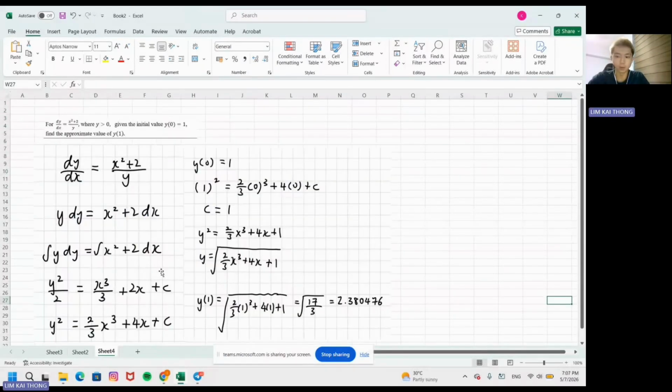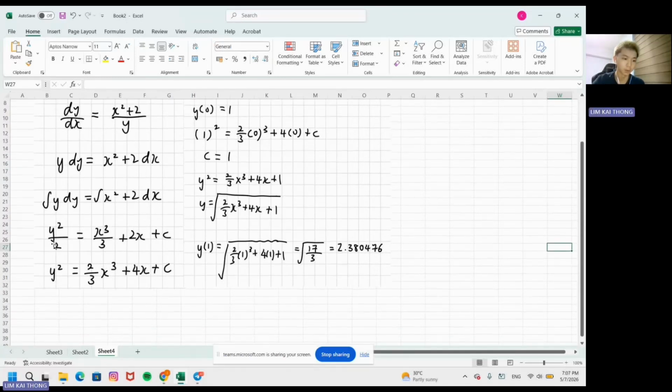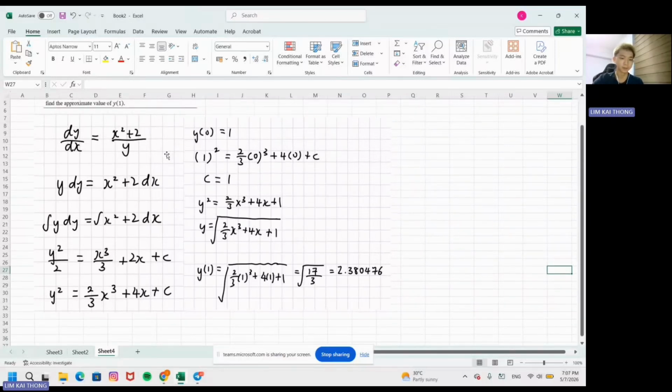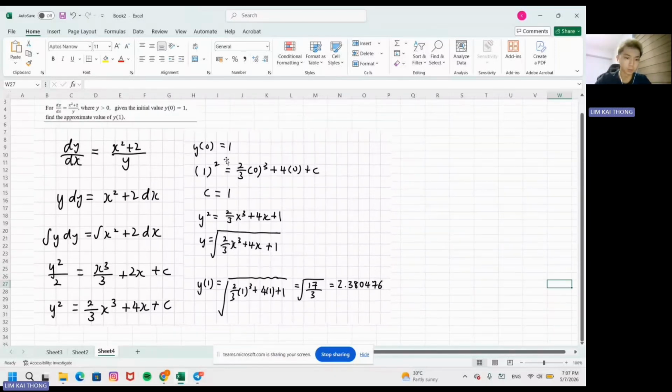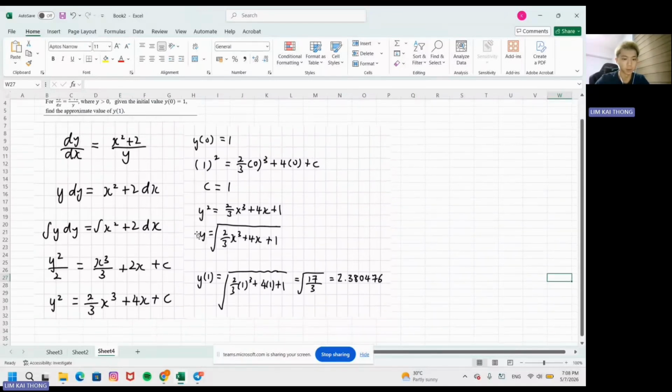To prove the accuracy of our approximate value of y1, we will solve the equation using separation of variables. We'll separate the variables and integrate both sides, and as we integrate both sides, I will multiply the whole equation by 2 to make y the subject. To find the value of c, I will sub in y0 equals 1. After subbing in the values, I get c equals 1, which gives me this formula: y squared equals 2 over 3 x cubed plus 4x plus 1. In order to find the value of y, I'll square root the whole equation.